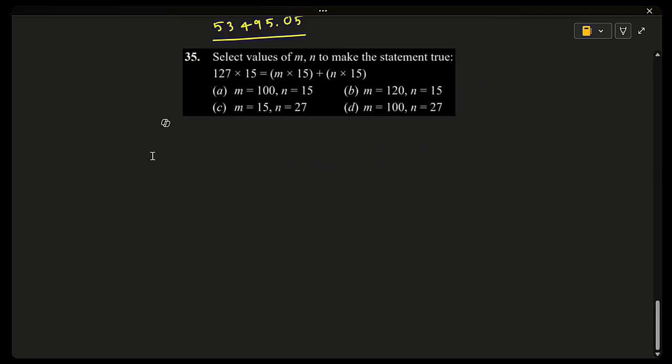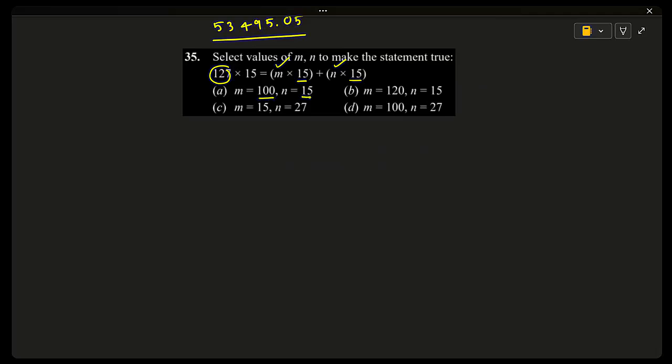Thirty-fifth one, select the values of M and N to make the statement true. So here, this is actually the application of distributive property of multiplication over addition. So here, 15 is common in both the terms on the RHS, and we can take 15 common. That means in place of 127, we should have M plus N. That means which option is giving M plus N equal to 127? That will be the correct answer.